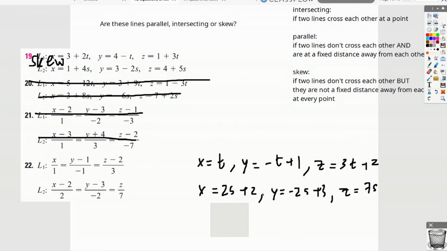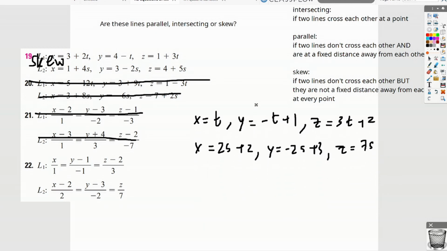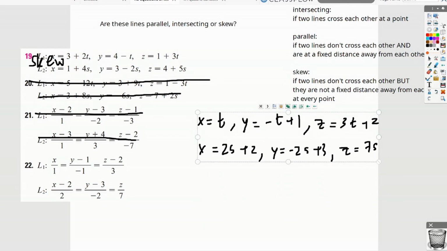So I guess you could do a quick inspection to see if this is parallel or not, right? We have 1 right here, we have negative 1 right here, and we have 3. 1, negative 1, 3. Okay, that's our vector, that's our slope vector. 2, negative 2, 7. You could probably sense there's something wrong with that, because there is something wrong with that. This is supposed to be 6 if it's parallel, and it's not. So it is not parallel, but let's see if it's intersecting or skew again.